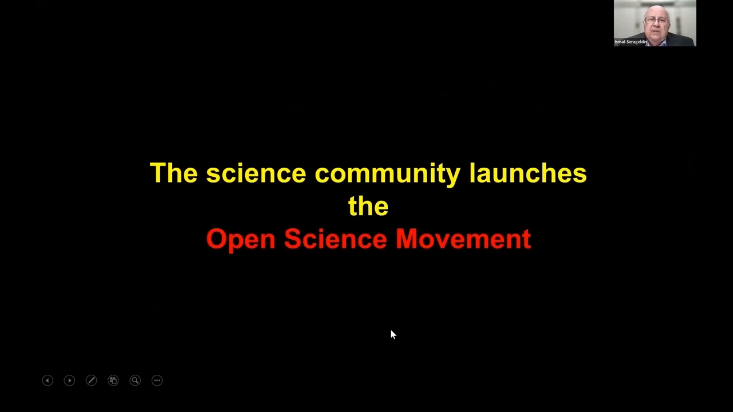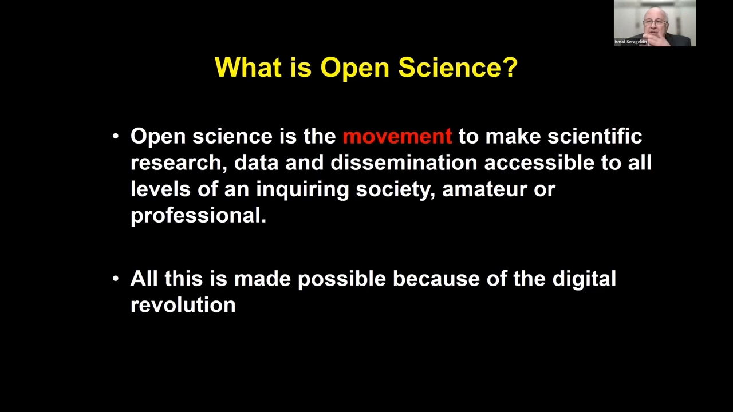And so the science community responded to that by launching the Open Science Movement. What is the Open Science Movement? Well, it's been around for a while, and Jeffrey Bolton is one of the great gurus of that. It's a movement to make scientific research data dissemination accessible to all levels of an inquiring society, whether they're amateurs or professionals. And this is made possible because of the ICT revolution.